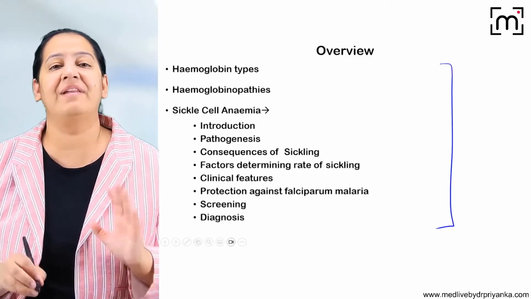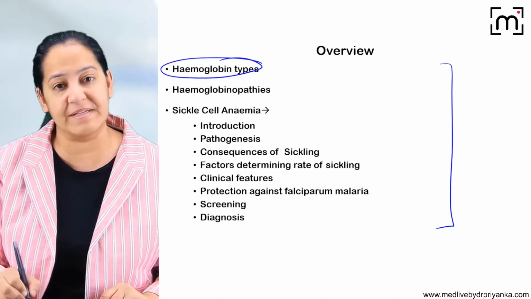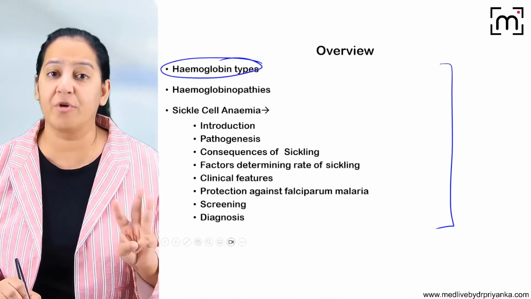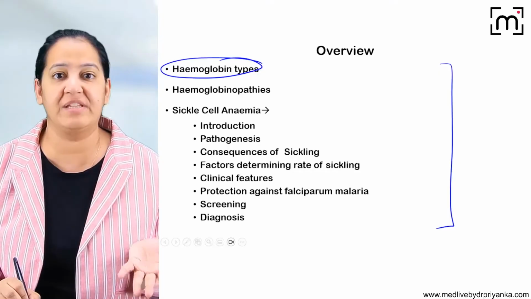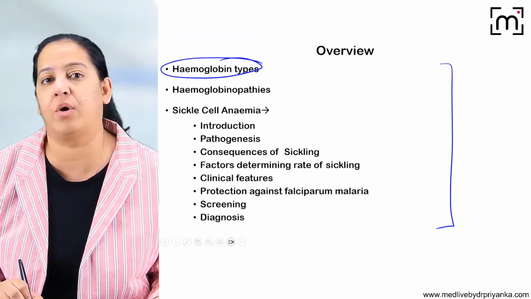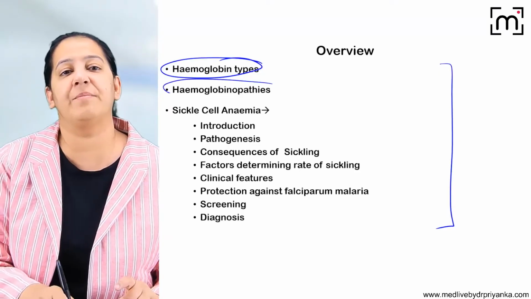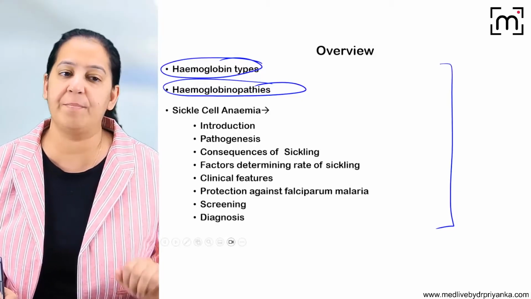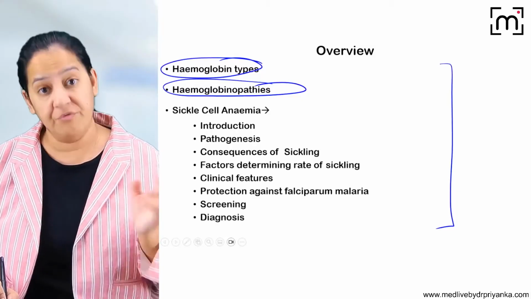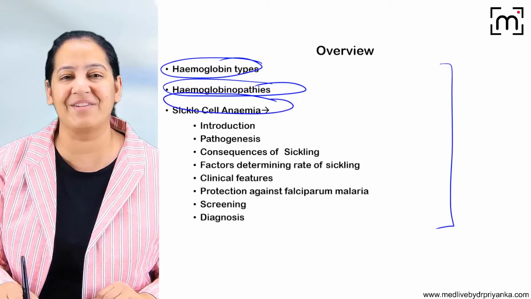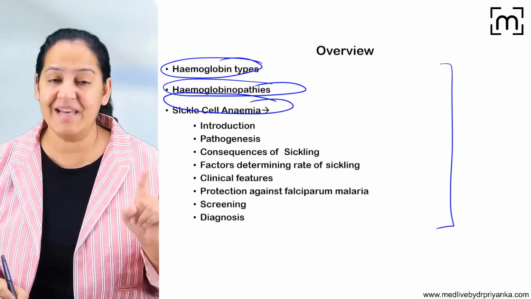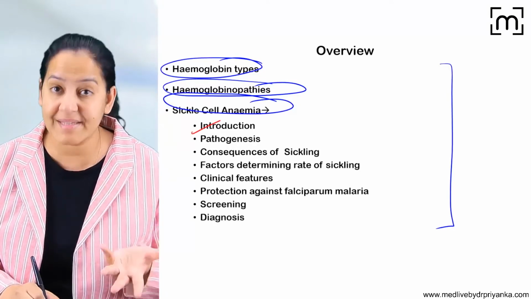So first of all, I will let you know the various types of hemoglobin present in human. There are three types of hemoglobin present in human. I will let you know which three types, the diagram, their formula and all. Then we will see various types of hemoglobinopathies. The two types of hemoglobinopathies are qualitative and quantitative. One of them is sickle cell anemia. Then we will start the topic sickle cell anemia. In sickle cell anemia, I will let you know the introduction. What is sickle cell anemia?